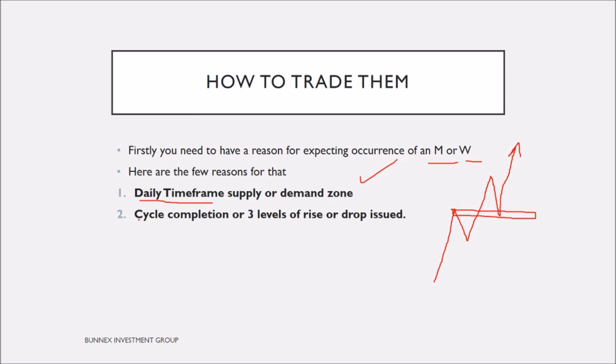Then on the second reason, we have had 1, 2, 3. At the third level, we now expect occurrence of a W in this scenario, and we take off. So as I said, you need to have a reason for expecting occurrence of the M or W before it actually happens.